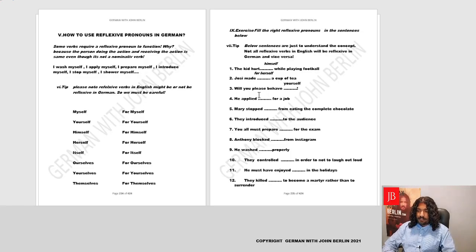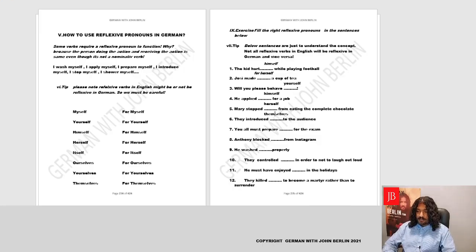Now, he applied himself for a job. Again accusative. He applied whom? He applied himself, not his friend, maybe not his brother, but himself. Mary stopped herself from eating the complete chocolate. So whom did she stop? Herself. In all these sentences the accusative part is a person. They introduced themselves. Whom did they introduce? Themselves. Again the accusative part is a person.